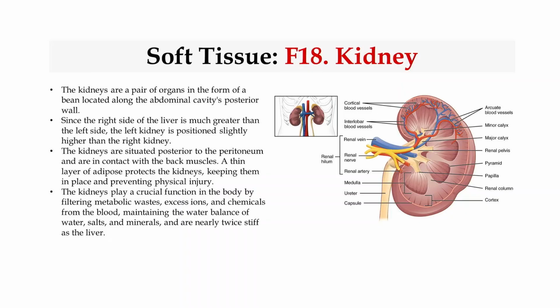Through the interlobar blood vessels are there, and then you have the minor calyx, which is the inside part of the kidney. Then you have the major calyx, and you have quite a bit of veins and nerves like the renal vein, right? You have the renal nerve, renal arteries, which are all getting their junctions kind of plugged into the kidney here, right? Then you have the medulla, ureter, and the capsule, right? Of course, the cortex was already explained. So renal column is already there, and papilla and the pyramid and the renal pelvis.